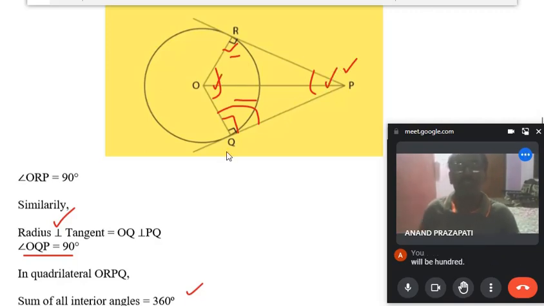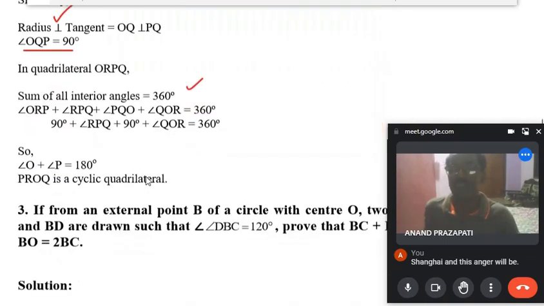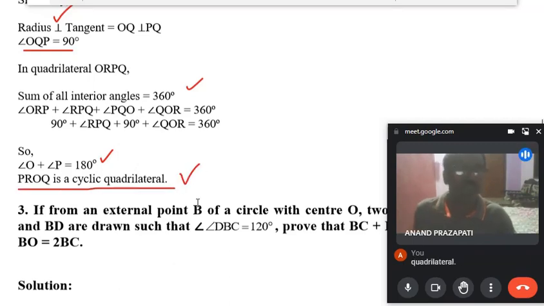We know that sum of all four angles of a quadrilateral is 360 degree, and sum of these two angles is 180 degree. Therefore the sum of this angle and this angle will be 180 degree. So angle Q plus angle P equal to 180 degree. So OQPR is a cyclic quadrilateral. Hope that there is no problem to understand the solution of this question.